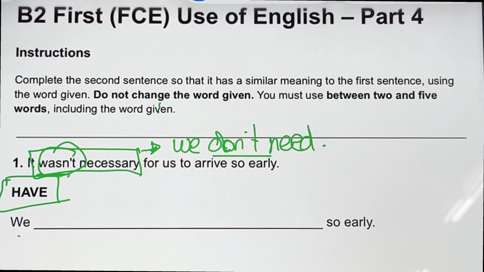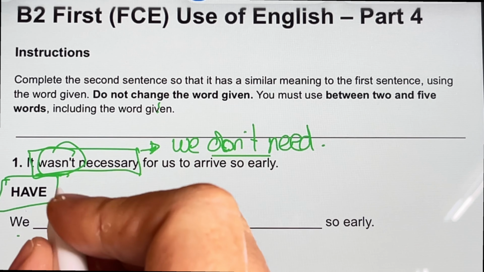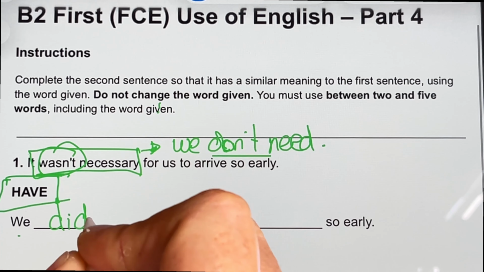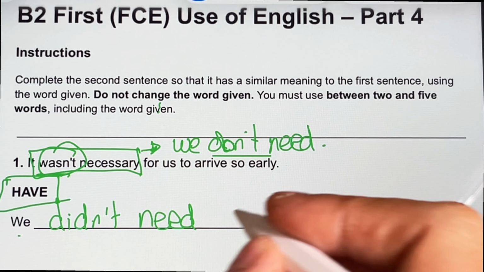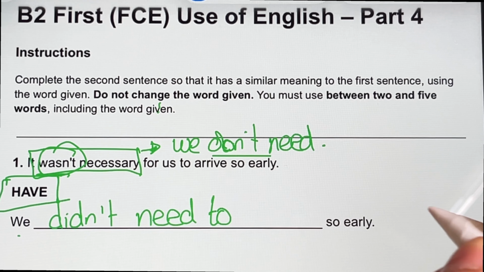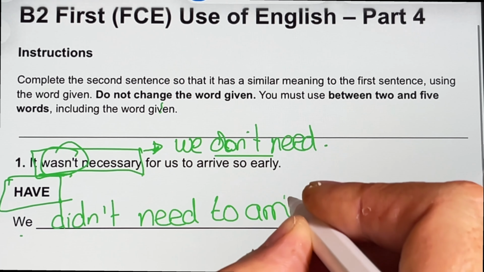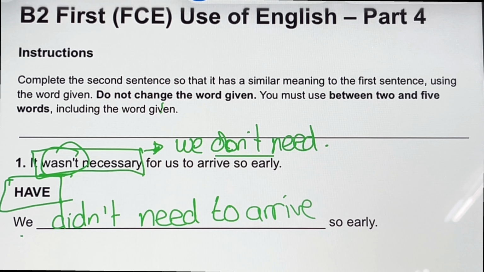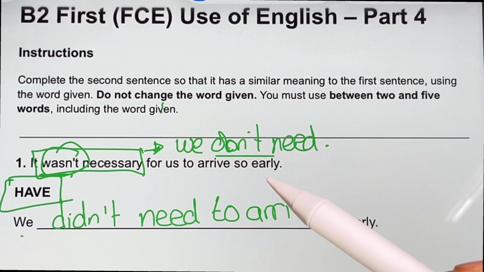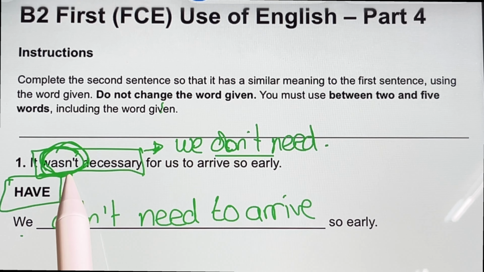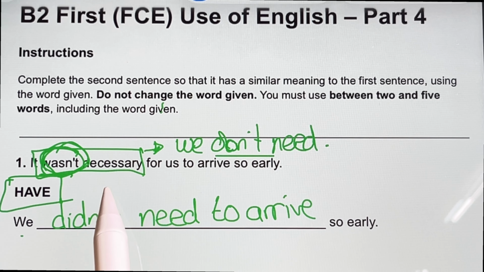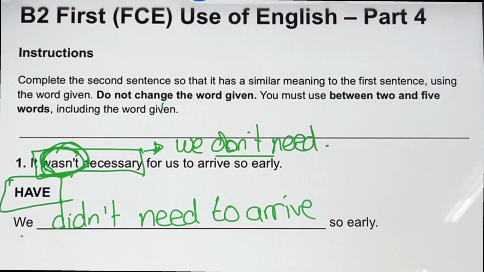Okay, so here we will say we didn't need to arrive so early. So we didn't need to arrive so early. It wasn't necessary for us to arrive that early. Remember always to check the form of the verb, whether it's present, past, or future. Always look for the clue first.